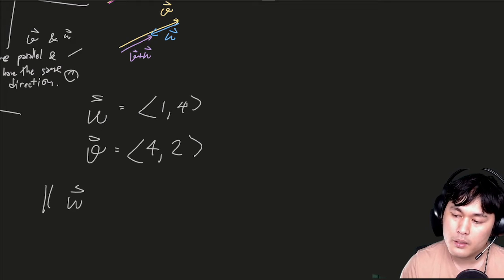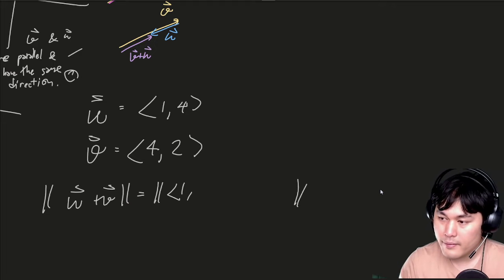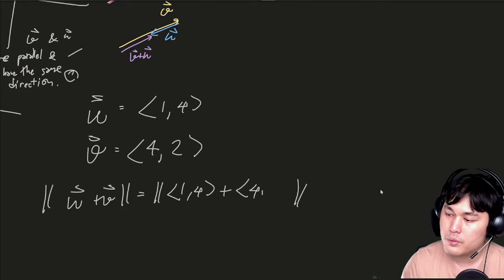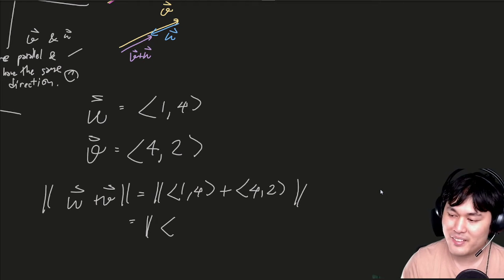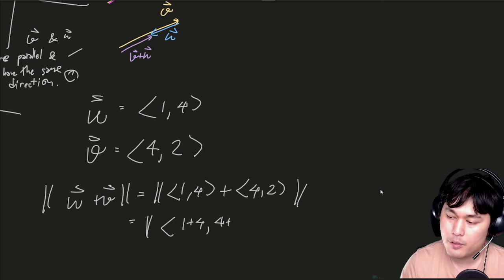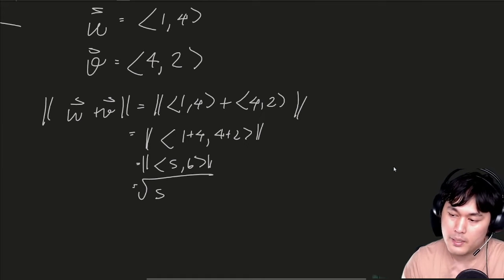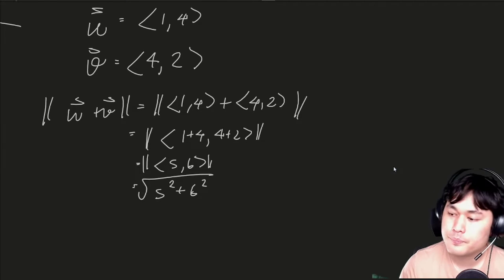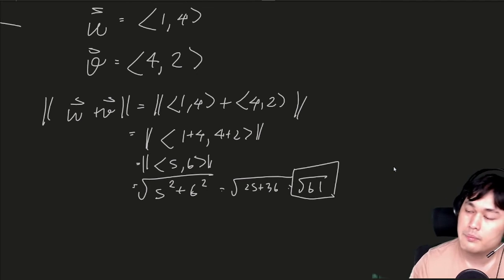And then the length of the sum, you just first find the sum. It'll be 1, 4 plus 4, 2. Let's find the sum first, like 1 plus 4 and 4 plus 2. It gives you 5 and 6. That's the sum. And then to find the length, you just use the formula: 5 squared plus 6 squared. It should give you 25 plus 36, or 61. And so that's the length of this vector.